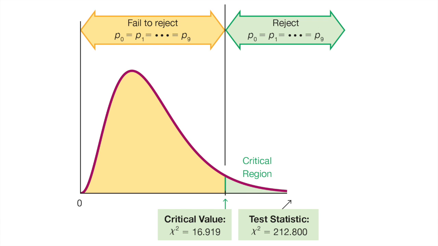Note that the critical value was found by using the chi-square distribution appendix table. Because the test statistic falls in the critical region, there is sufficient evidence to reject the null hypothesis. In other words, there is sufficient evidence to support the claim that the last digits do not occur with the same relative frequency.